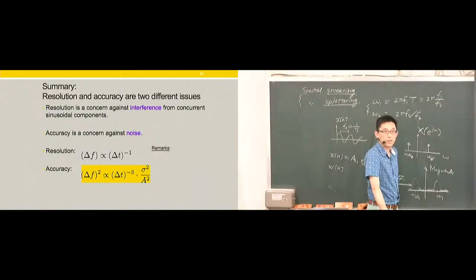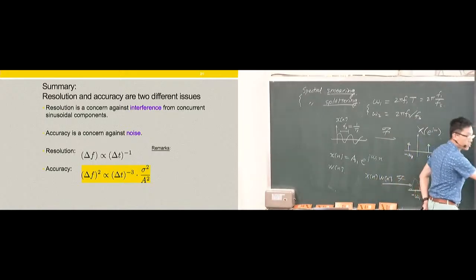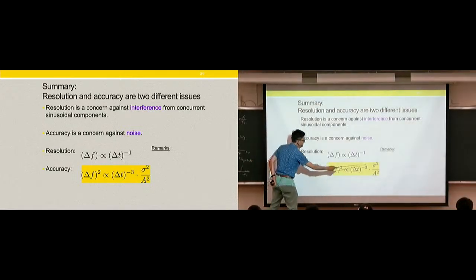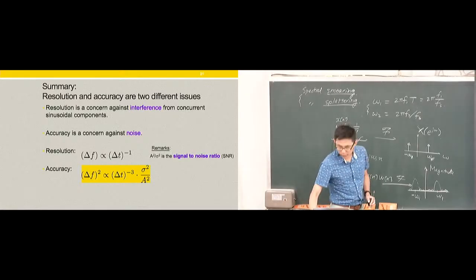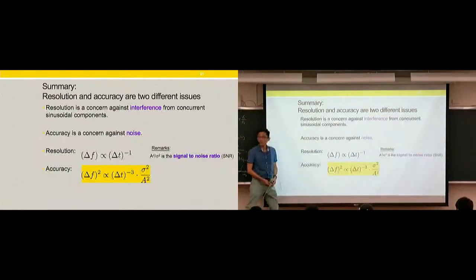And that's a somewhat less known property. This one is much easier to understand, but this one is not so well known. It's a relation between the square of the estimation error versus the cube of the length of your window. So the theoretic foundation for this, and here you know that A squared divided by sigma squared is the signal-to-noise ratio.